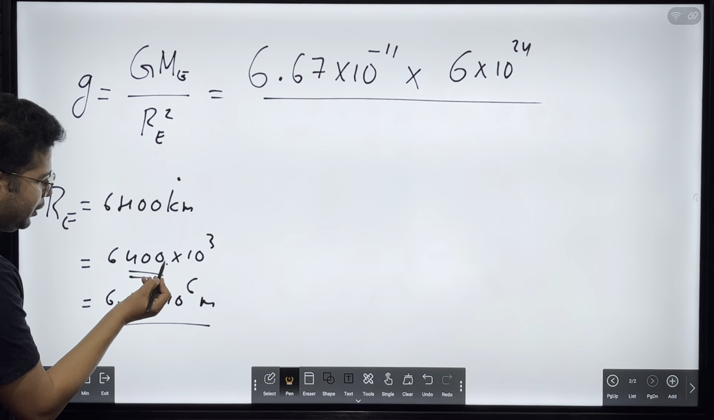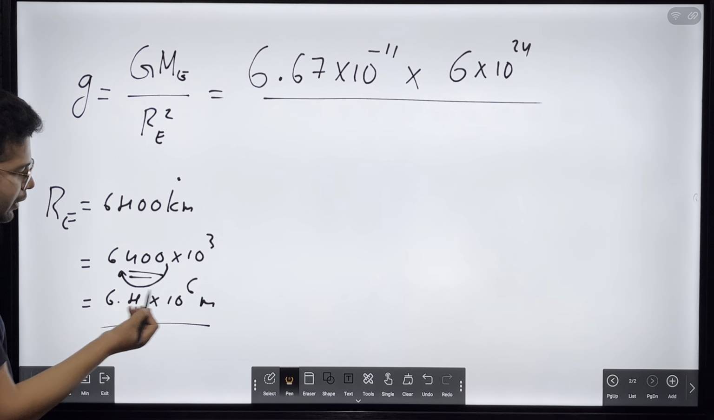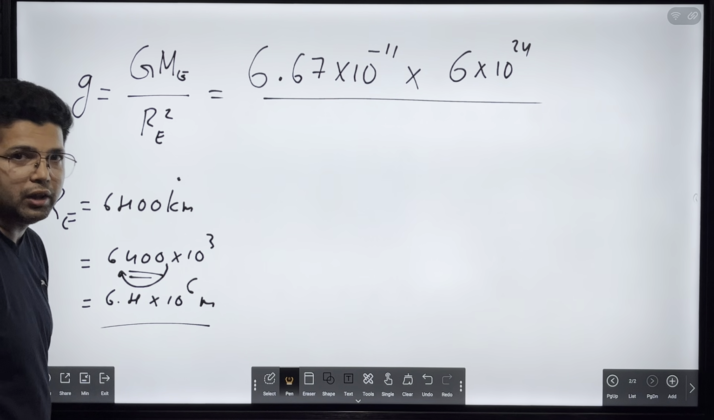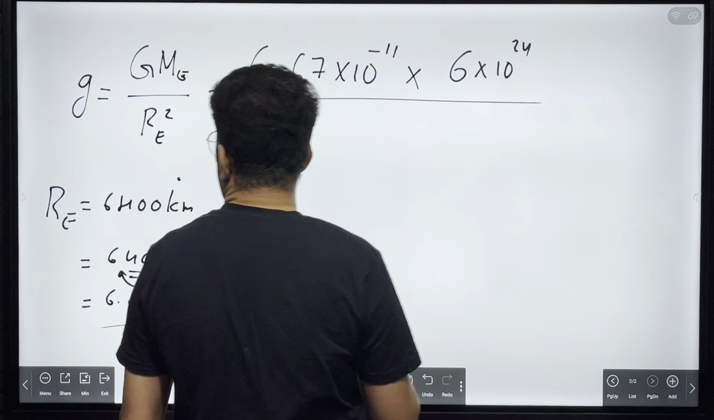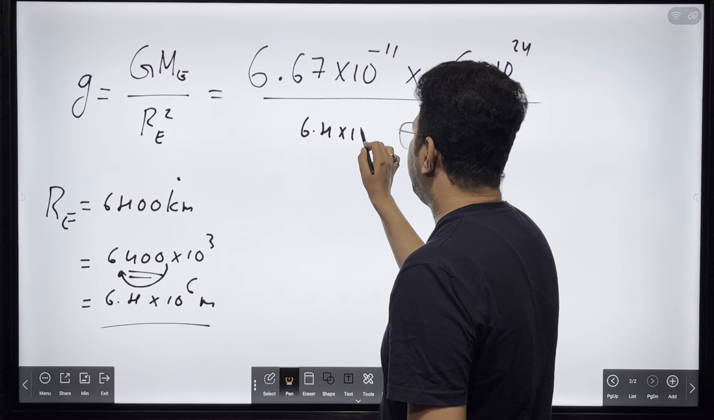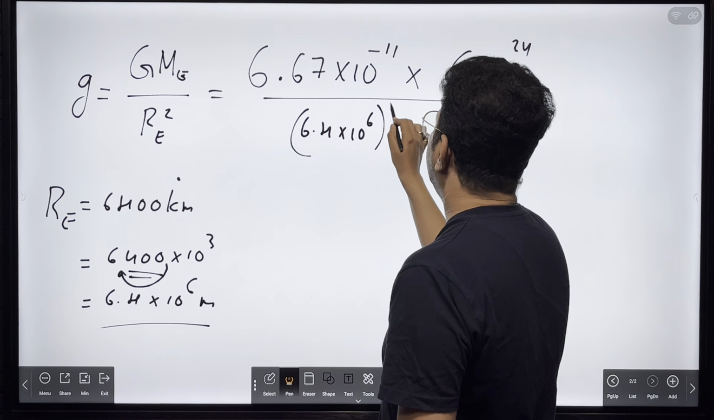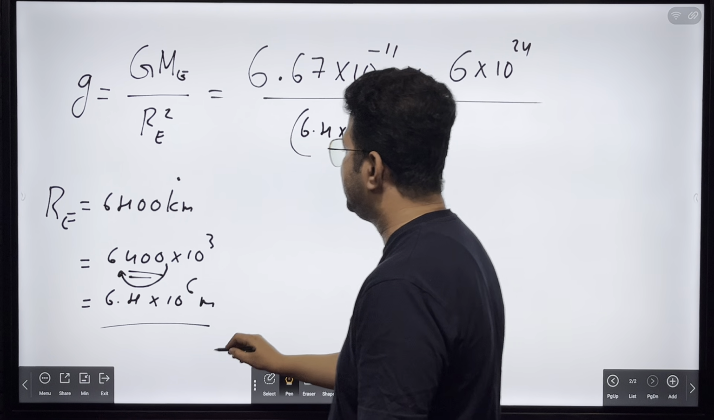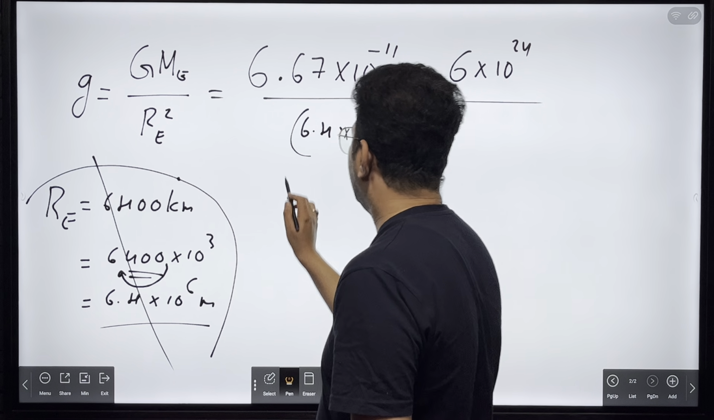Here there is a point, I have shifted here. I got that 10 to the power 3. 10 to the power 3 into 10 to the power 3 is 10 to the power 6. Re square means 6.4 into 10 to the power 6 whole square. How do I simplify this? I'll keep it aside.